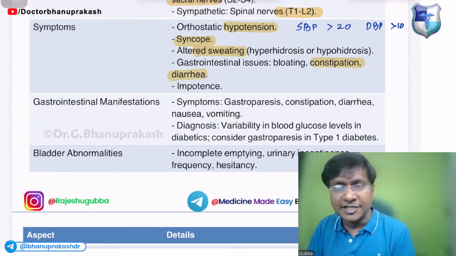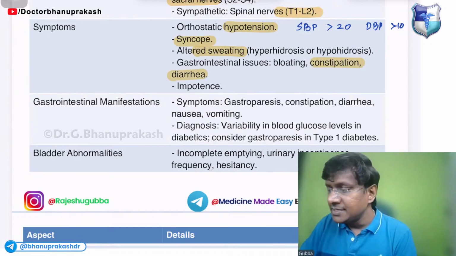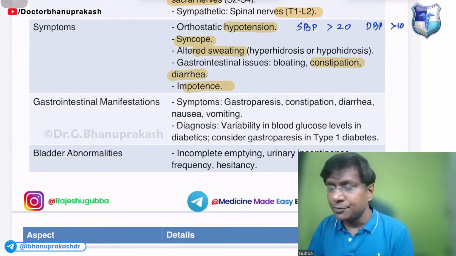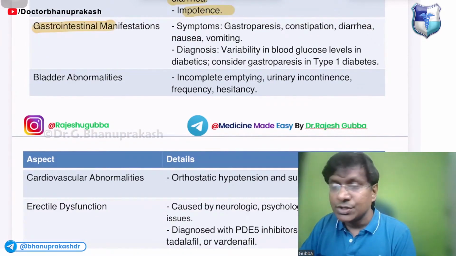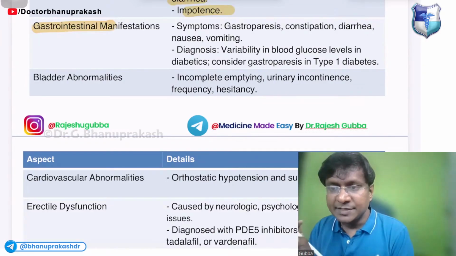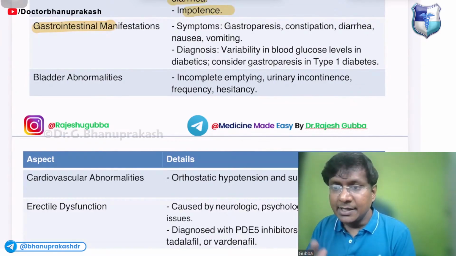It all depends upon whether sympathetic or parasympathetic is being affected. And these patients will also have impotency. So gastrointestinal symptoms will be what? That includes gastroparesis, constipation, diarrhea, nausea, and vomiting, right? And bladder abnormalities are also very common.